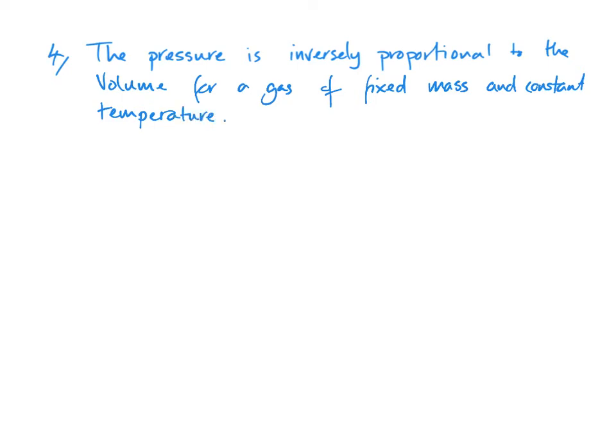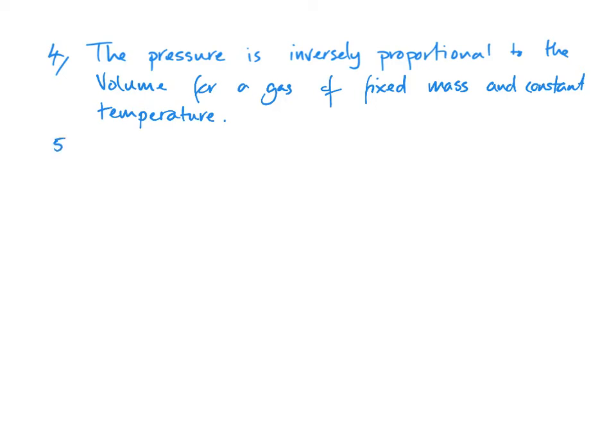And basically in this experiment we achieve that by making the changes in volume slow, so that the temperature inside the gas that we're studying will equalise with the temperature outside. If it heats up, for instance, it would soon cool down again quickly to its surrounding temperature. So it stays fixed at that surrounding temperature.